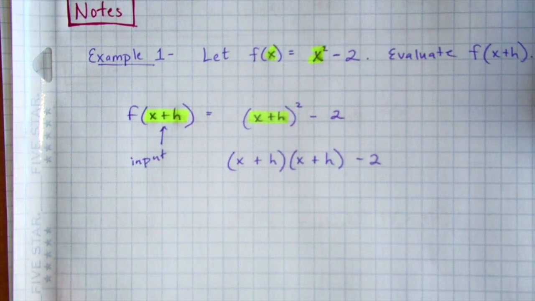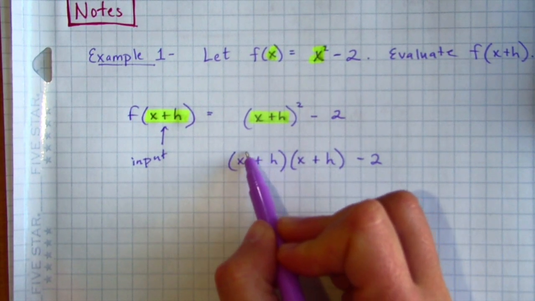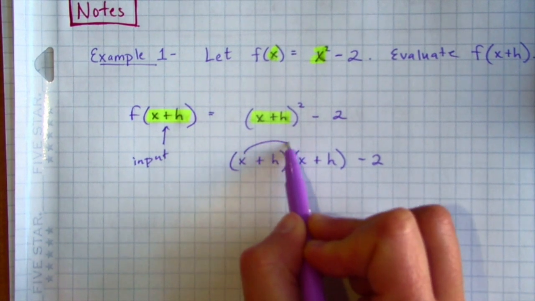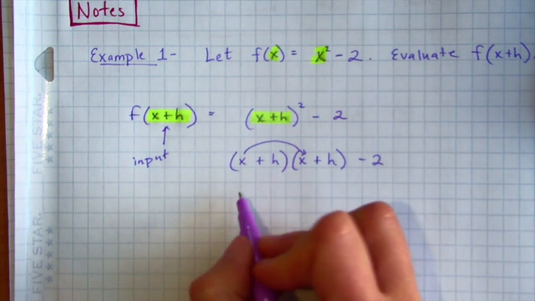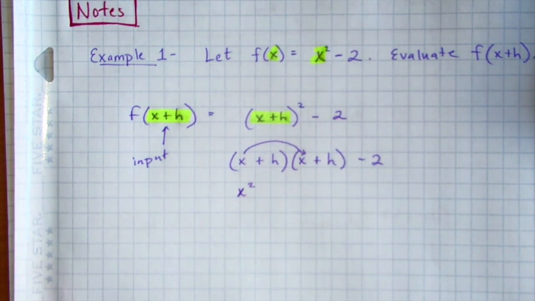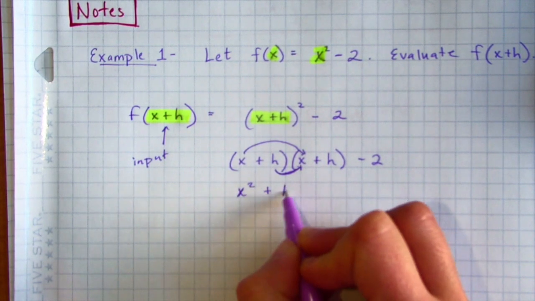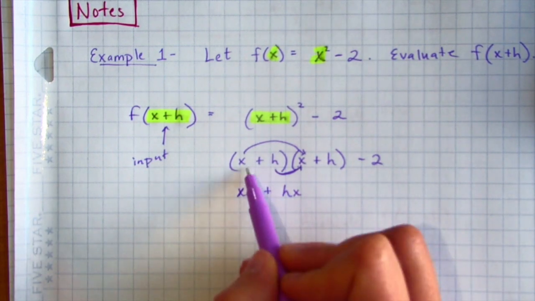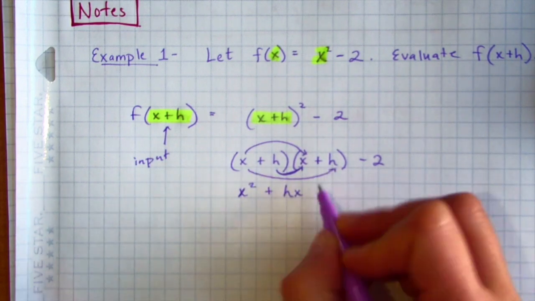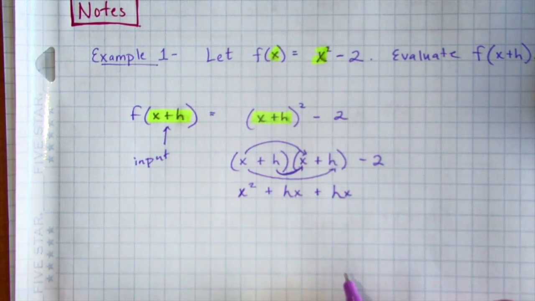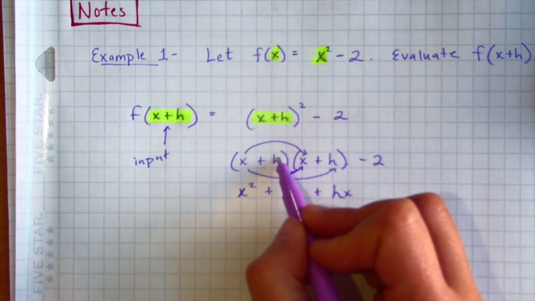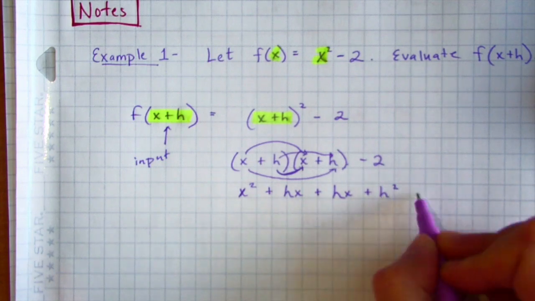So what I'm going to do now is go ahead and FOIL. I'm going to distribute out this expression. So the first thing I'm going to do is multiply x times x, which is x squared. Then I'm going to go ahead and do my inside terms. So h times x would be hx. Then I'm going to go ahead and multiply my outside terms, which is going to give me another hx. And then finally, the last two terms, h times h, would be h squared, minus 2.